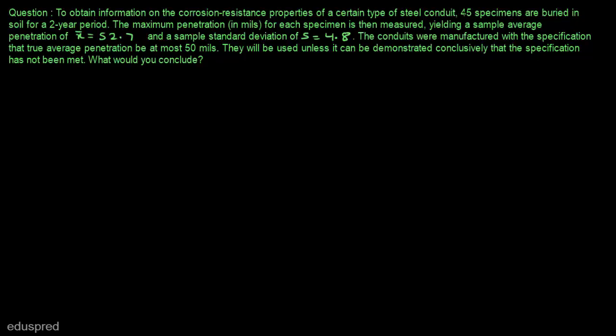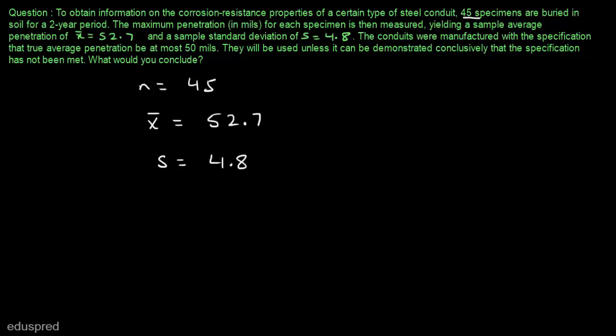So we are given that n is equal to 45. And the sample average is 52.7. So we are given that x bar, which is the sample average, is 52.7, and the sample standard deviation, that is s, is equal to 4.8. So this is the information that is given in the question.